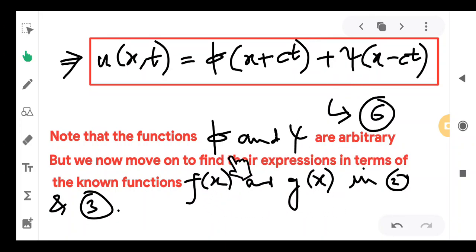f of x is the initial condition, the initial displacement distribution. g of x is the initial velocity. Using these two, you can find phi and psi. Phi and psi are arbitrary. It may be sine, it may be cos, whatever it is. But the variables must be x plus ct and x minus ct. Now we will calculate phi and psi in terms of f of x and g of x, which are described in equations 2 and 3.